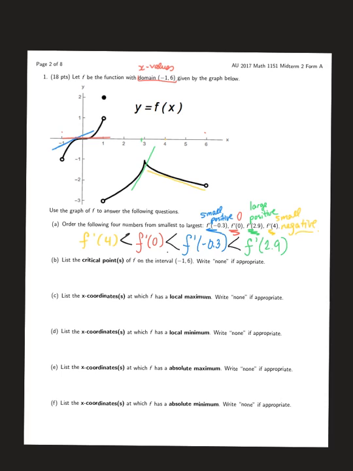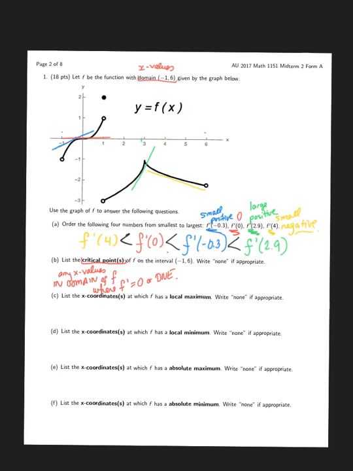The next question asks us to list the critical points of f on the interval -1 to 6. List none if appropriate. Remember that critical points here refers to any x values, this is super important, that are in the domain of f, where f prime is equal to 0 or does not exist.